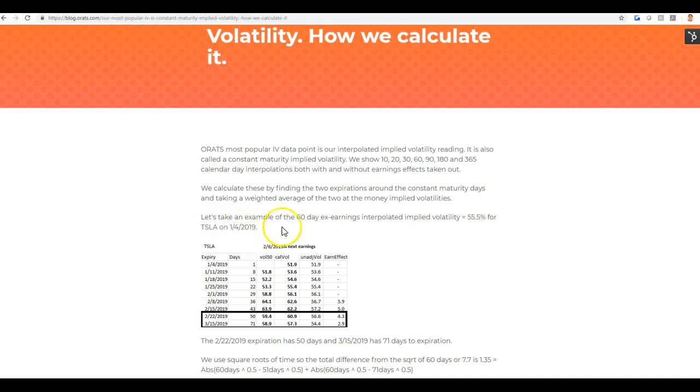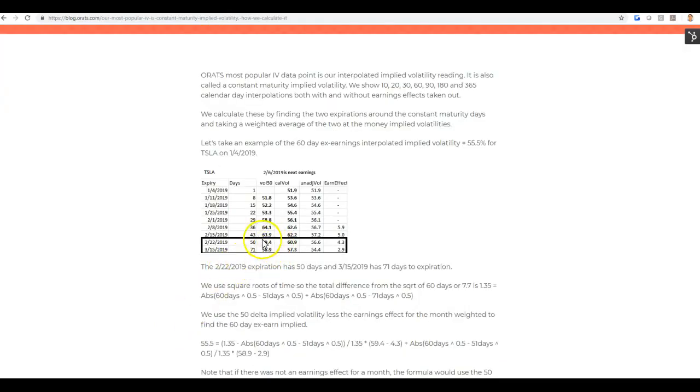So I'm going to look at Tesla. It's been in the news lately. The 60-day ex-earnings interpolated implied volatility is 55.5. And we explain how we do that calculation. We take the at-the-money volatilities and we weight them around the 60-day. So there's a 50-day and a 71-day. So 60 is basically in between. So you're going to get a pretty good weighting between these two.